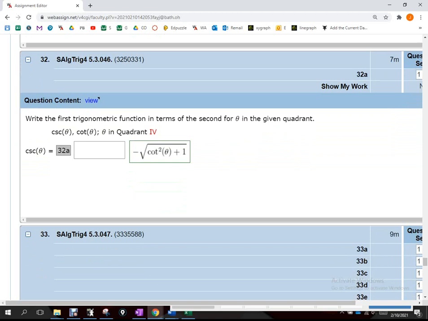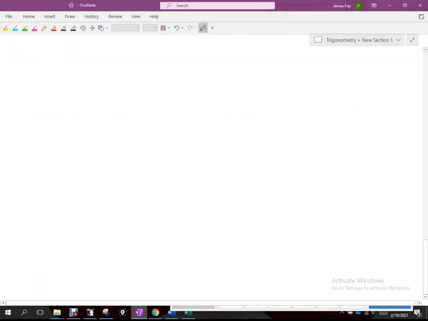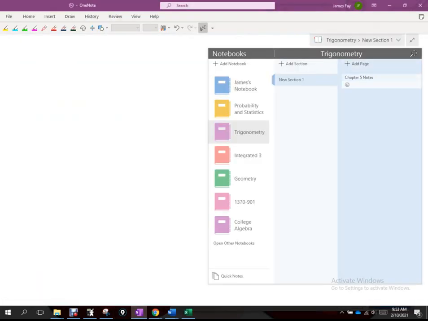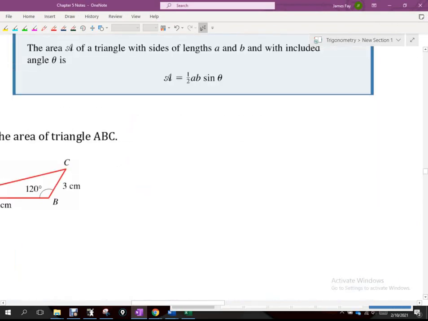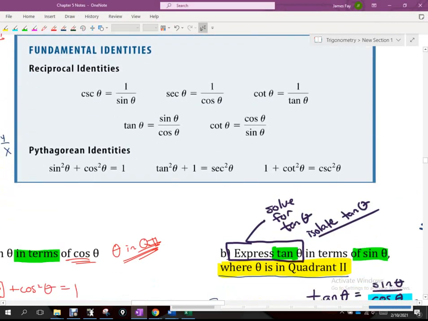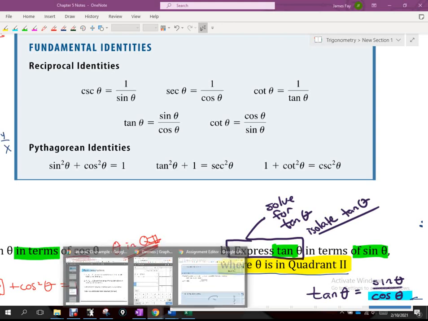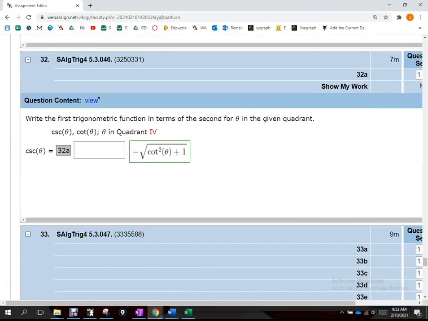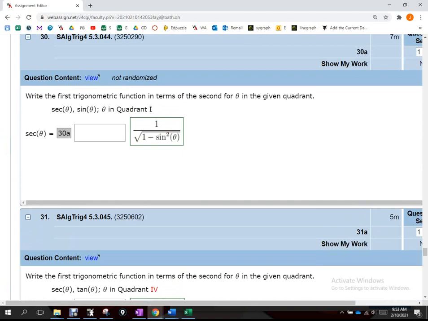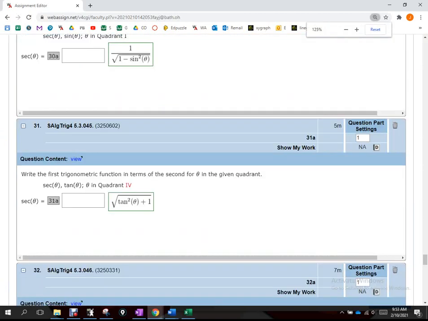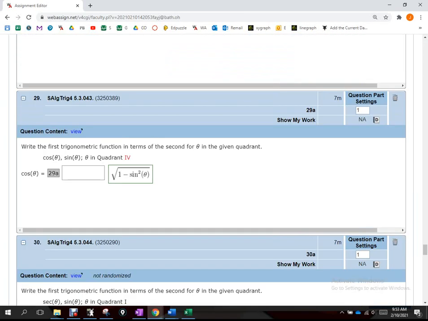Number 32 is the same idea. It says cosecant and cotangent. If we go back to this here, does this relate cosecant and cotangent? So we can take the square root of both sides and get the cosecant solved for in terms of cotangent, and then decide what quadrant we have to be in. Anything else?